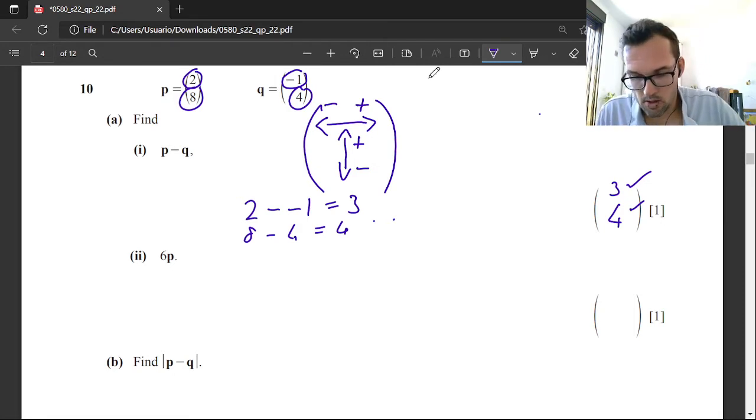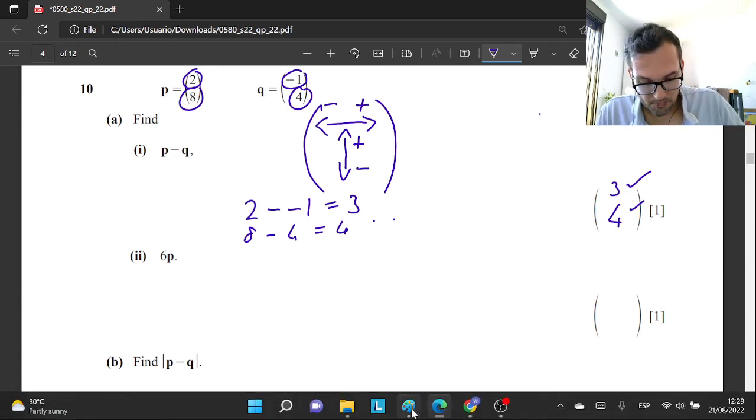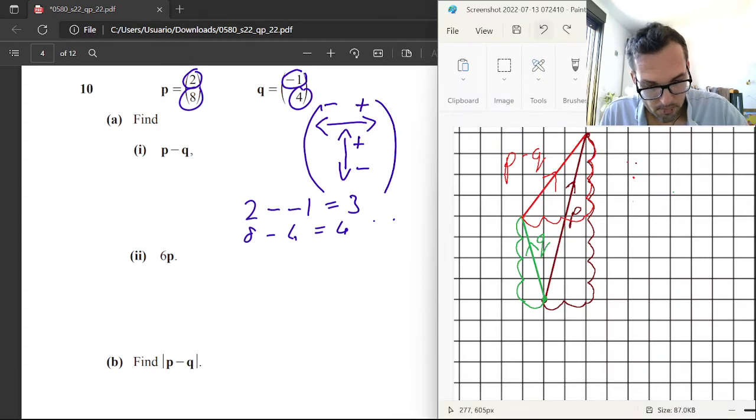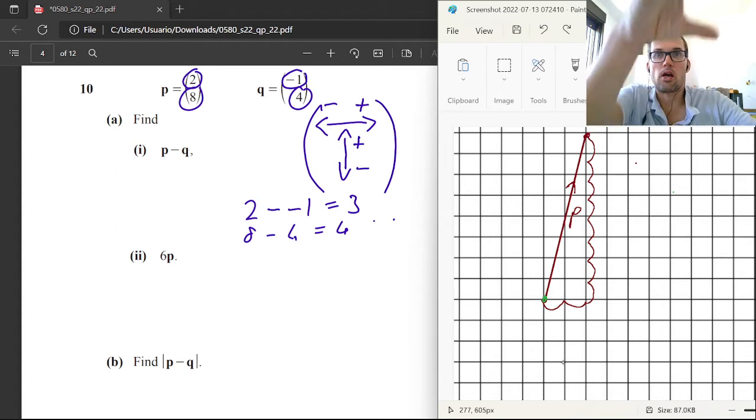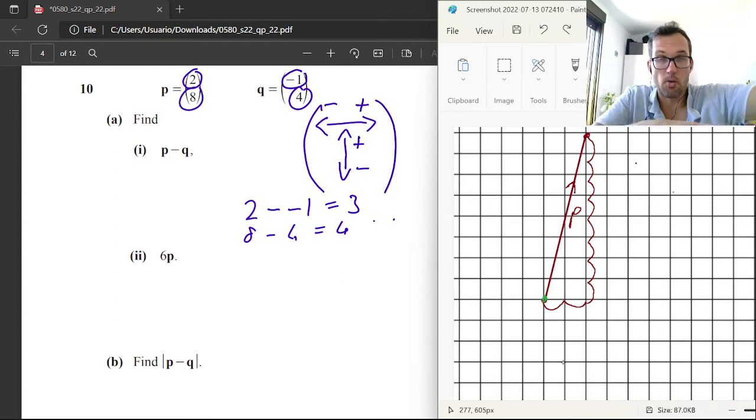Okay, so I'm going to make it harder. For question B, 6P just means we take that vector P. Let's get P up there. Okay, just P. There we go. We take P and we add it to itself 6 times. I can't do it here, so I'm going to fit. It's going to go way off the page. So you just make it 6 times longer.